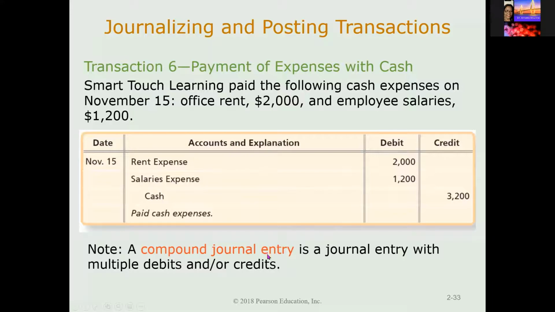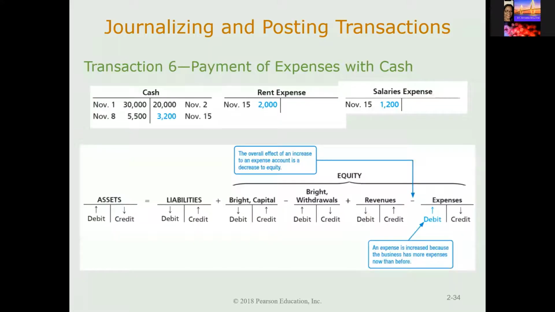A compound journal entry has more than 2 accounts, but the total dollar value of the debits must equal the total dollar value of the credits. Here in transaction 6, you see the payment of expenses with cash. So the debits to the expense accounts increases the expenses and in turn decreases equity.